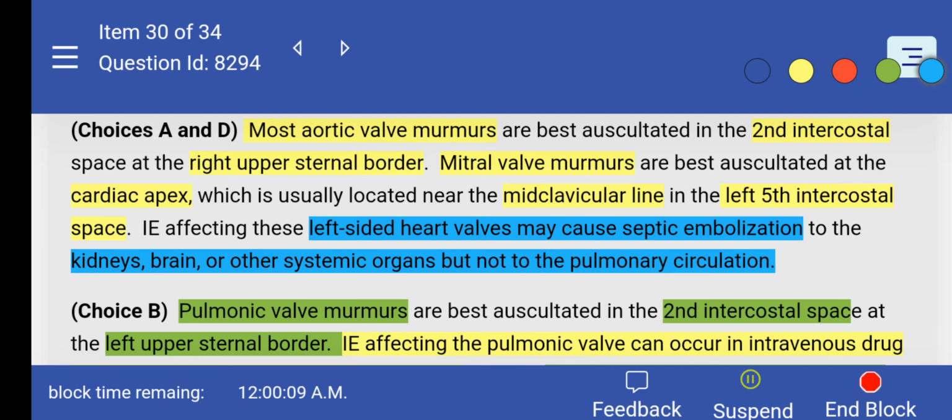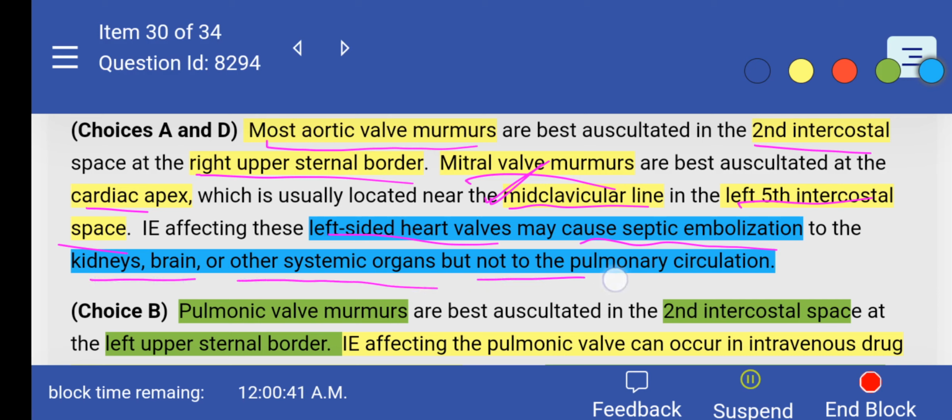Why not options A and D? Most aortic valve murmurs are best auscultated in the second intercostal space at the right upper sternal border. Mitral valve murmurs are best auscultated at the cardiac apex, which is usually located in the midclavicular line, left fifth intercostal space. Infective endocarditis affecting these left-sided heart valves may cause septic embolization, but point to be noted, to the kidneys, brain, or other systemic organs, but not to the pulmonary circulation.